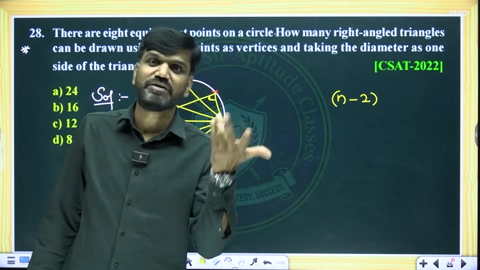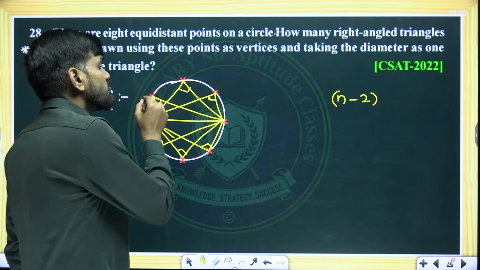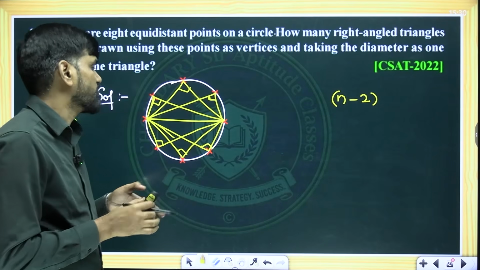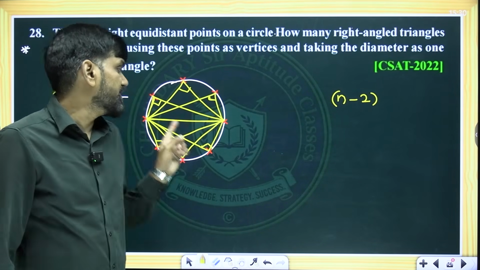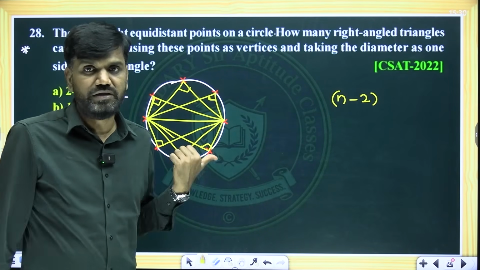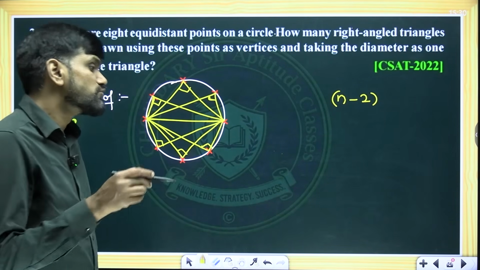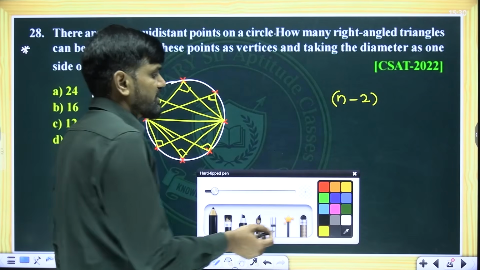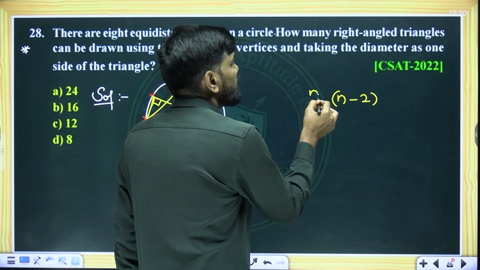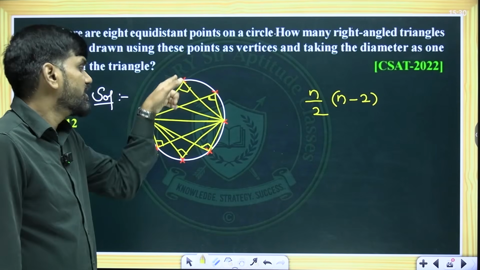Like that, how many diameters can you form? That is another thing. For you to form a diameter, you need 2 opposite points. Any 2 opposite points if you join, that will become a diameter. As there are 8 points over here, you will have how many pairs of opposite points? 4 pairs of opposite points. So if there are n equidistant points on a circle, the number of diameters you can form is n by 2, because every pair of opposite points will become a diameter.